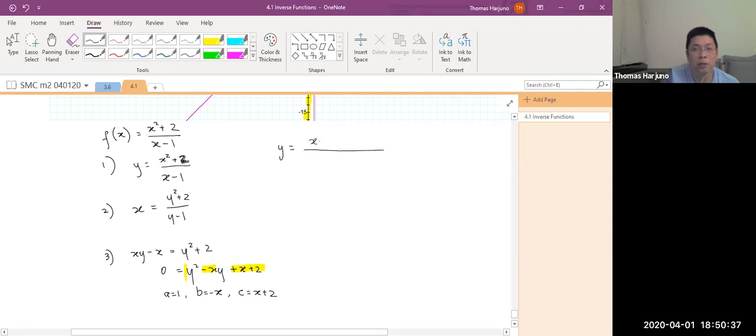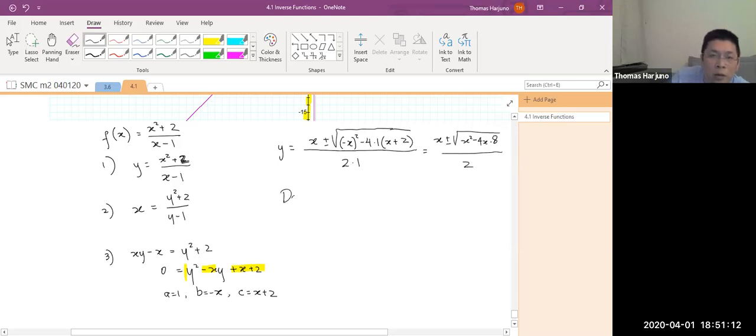-b plus or minus the square root of b squared minus 4ac, over 2a. That simplifies to x plus or minus the square root of x squared minus 4x minus 8, over 2.